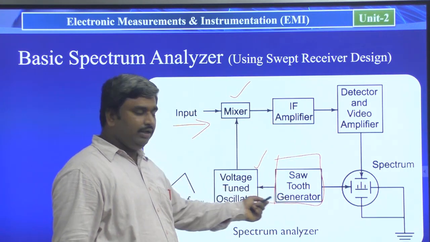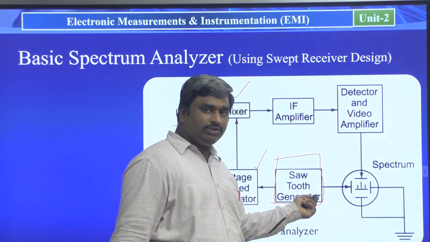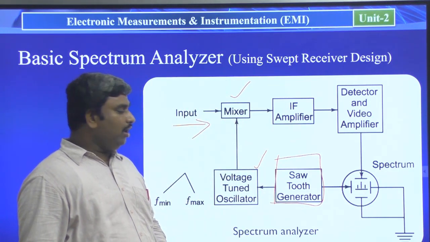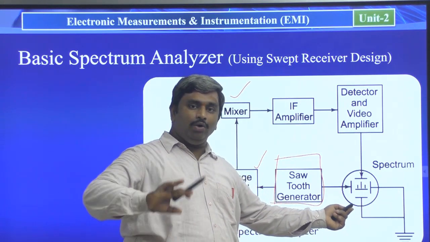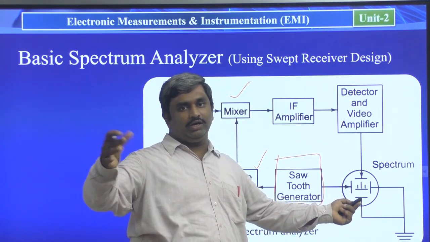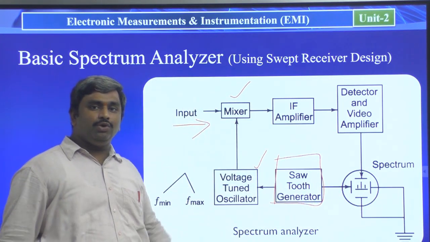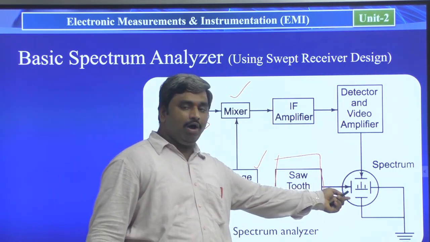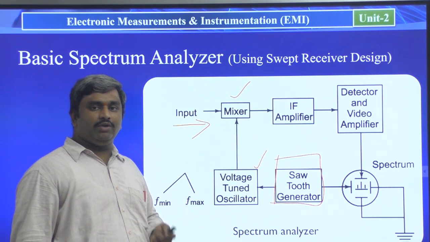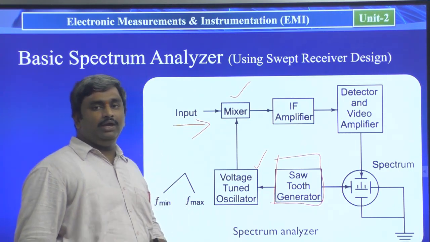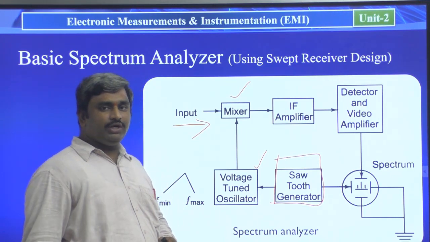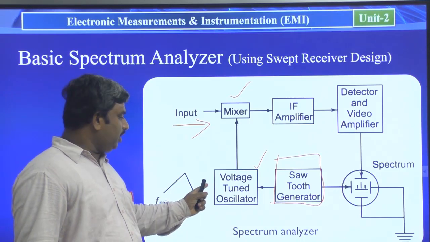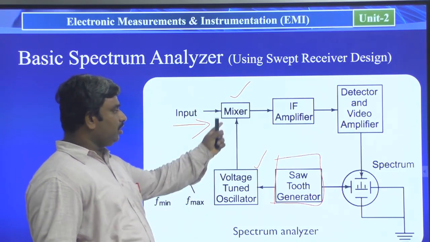The sawtooth generator is connected to the oscillator, and the sawtooth generator is again connected to the display section for the horizontal lines in the spectrum analyzer. Just as the CRO has horizontal and vertical deflection plates, here also we have horizontal and vertical deflection plates. The horizontal plates are connected to the sawtooth generator. This we already know. For any type of display, the sawtooth generator is connected to the horizontal deflection system. On one side it is connected to the horizontal deflection system, and on the other side it is connected to the voltage tuned oscillator, which is connected to the mixer circuit.